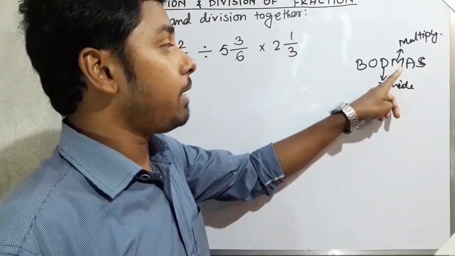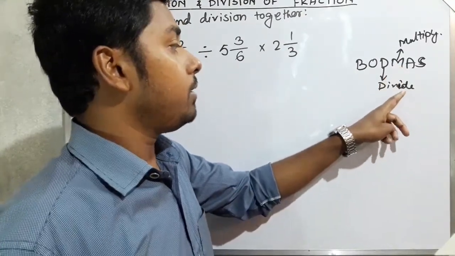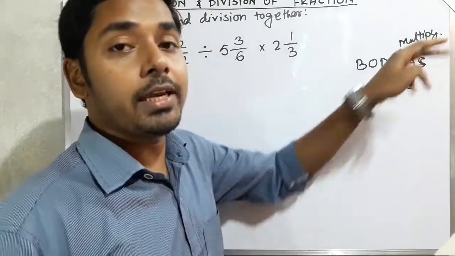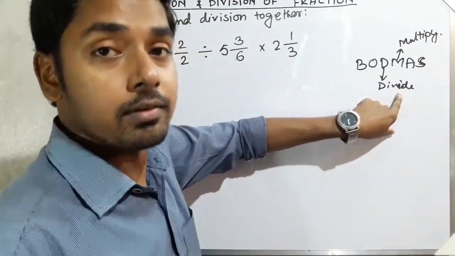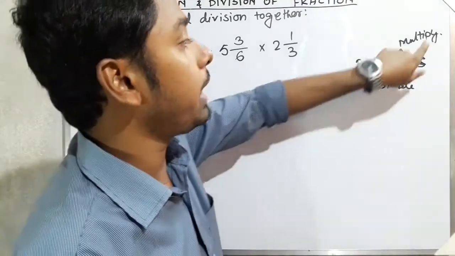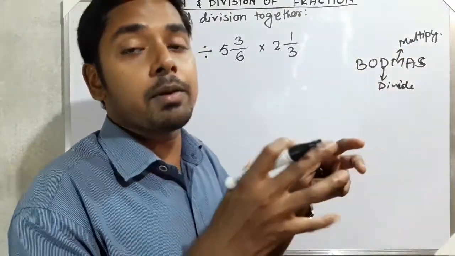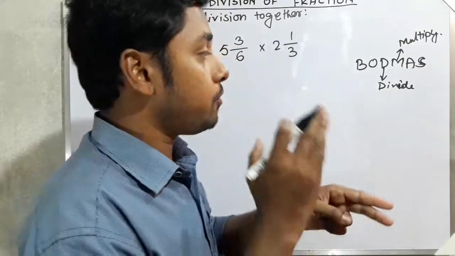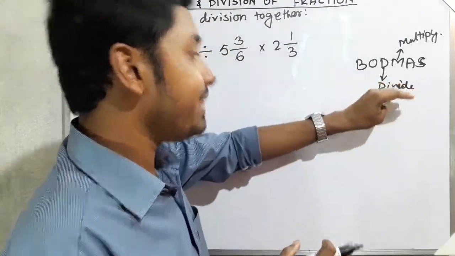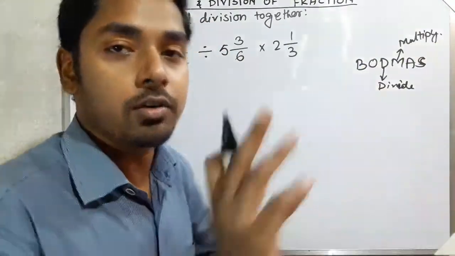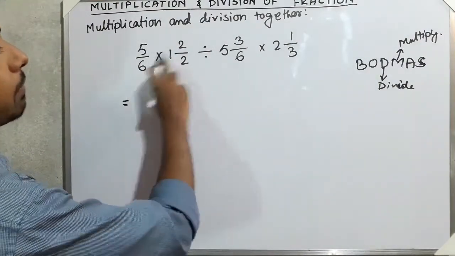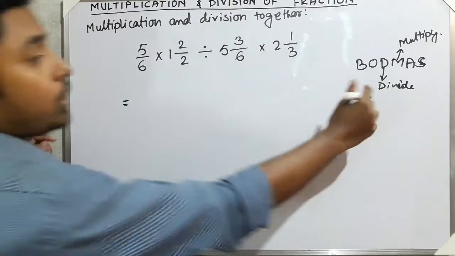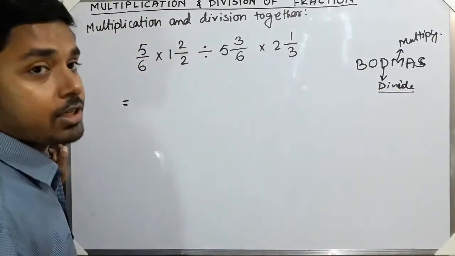That means whenever you are having division and multiplication, then at first you have to do what? You have to do divide. Whenever you have divide and multiply together, division and multiplication together, then first of all you have to do the division, then after that you have to do the multiplication. Okay, so here you can see these two numbers, here multiply, here divide, here multiply. So you have to do divide first.